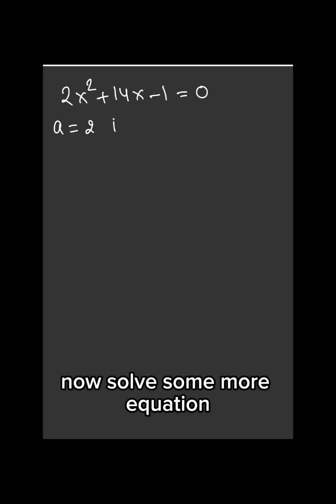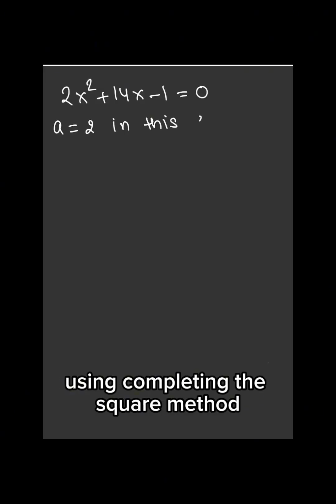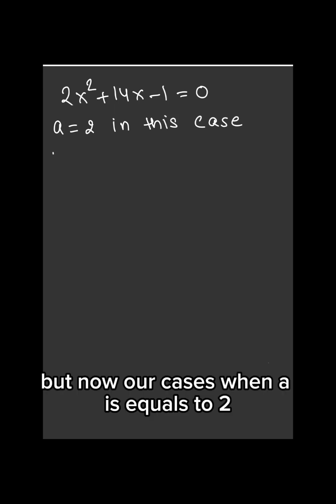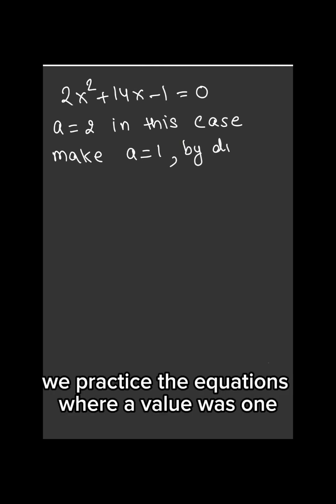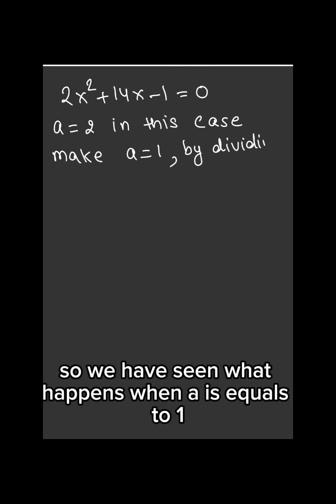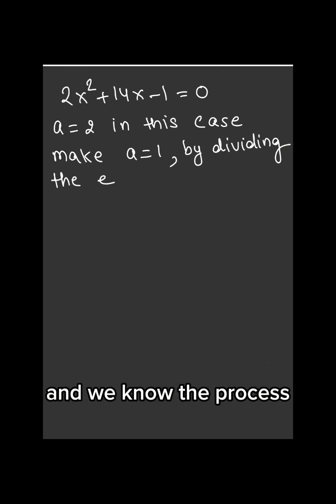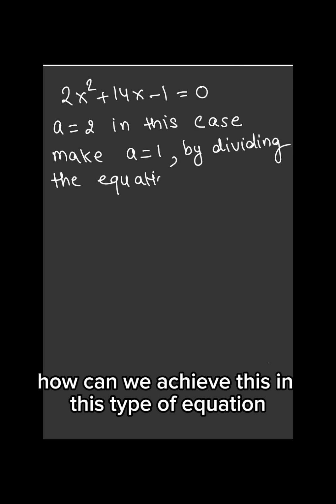Now let's solve some more equations using the completing the square method. But now our case is when a is equal to 2. Before this we practiced the equations where the a value was 1. So we have seen what happens when a is equal to 1 and we know the process. How can we achieve this in this type of equation?